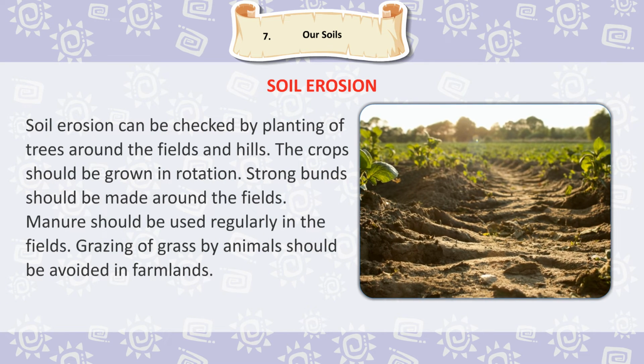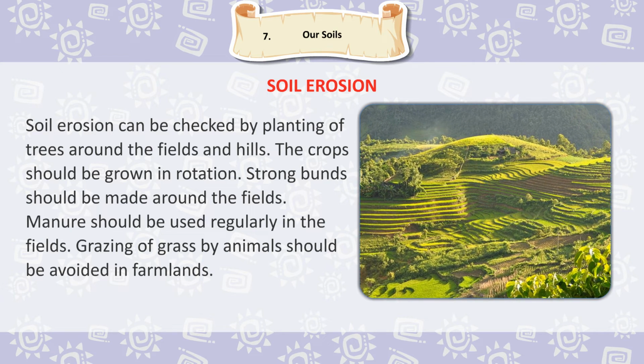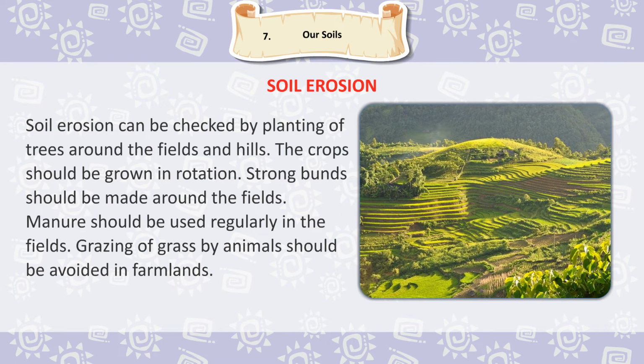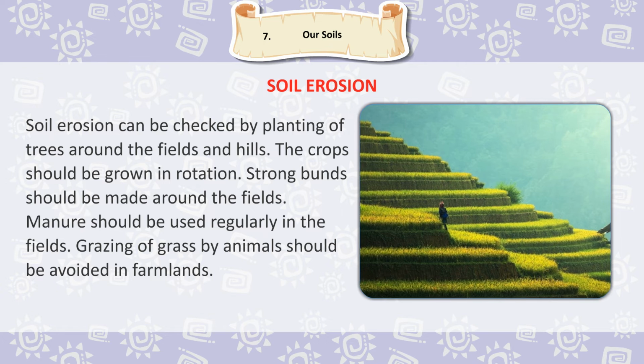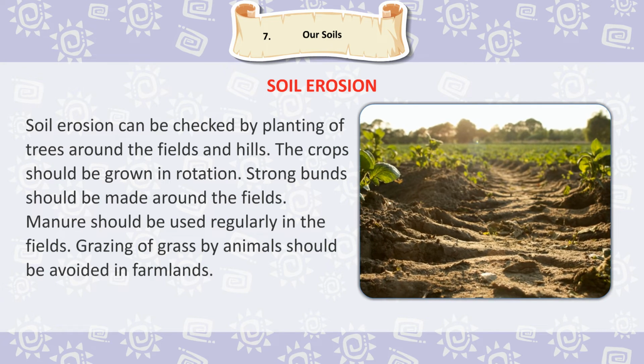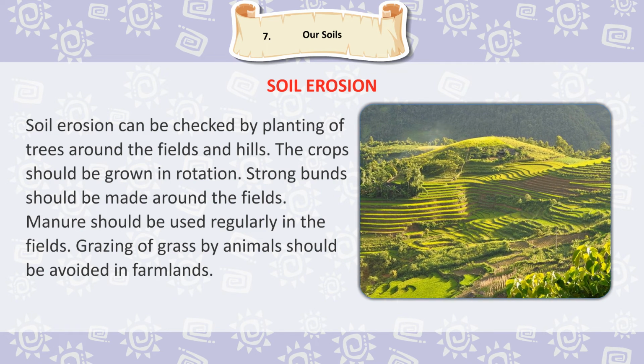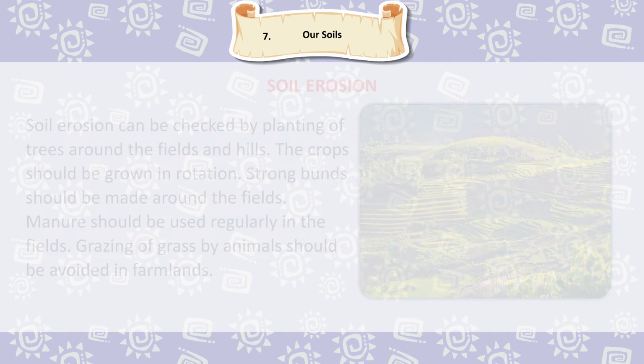Soil erosion can be checked by planting of trees around the fields and hills. The crops should be grown in rotation. Strong bunds should be made around the fields. Manure should be used regularly in the fields. Grazing of grass by animals should be avoided in farmlands.